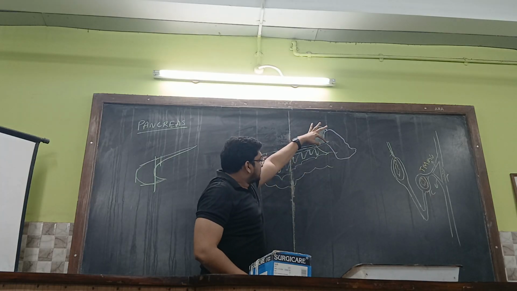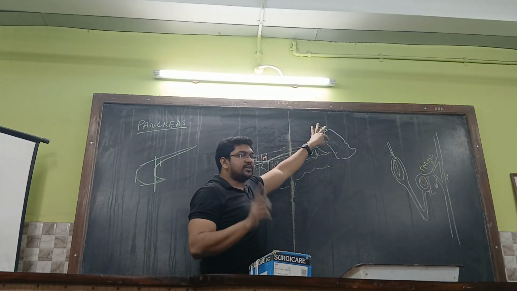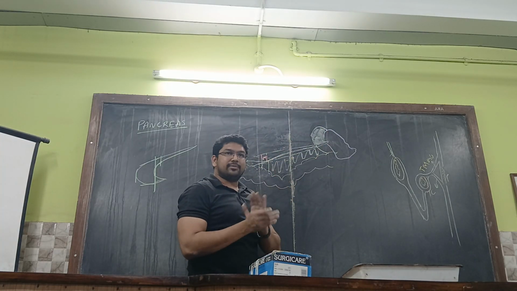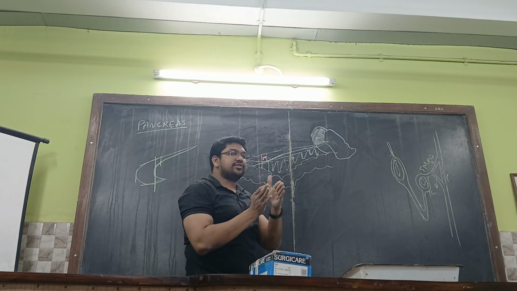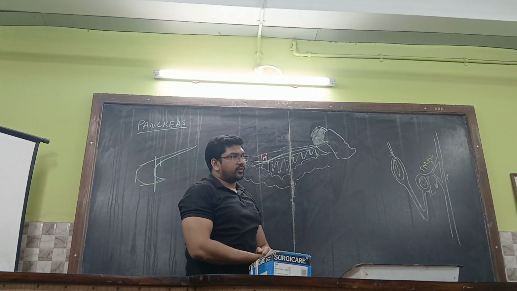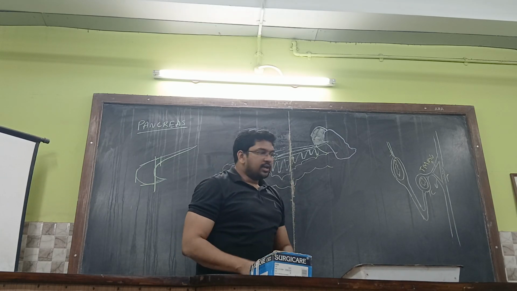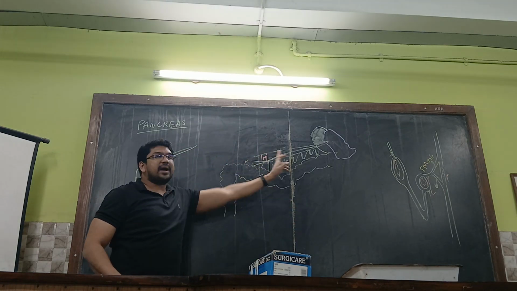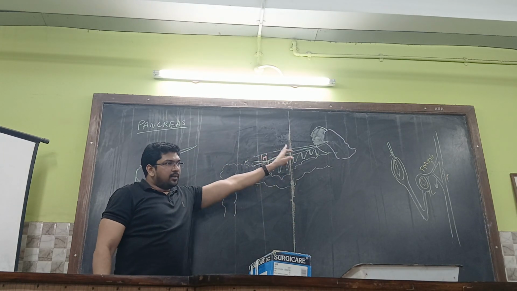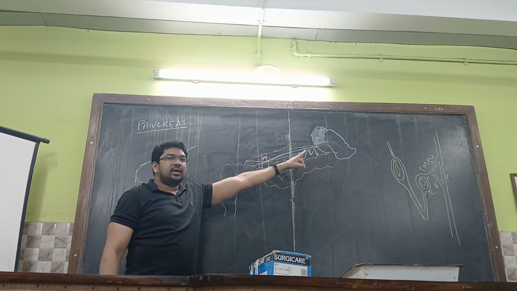Okay, so this tail part is covered by which ligament? Lienorenal ligament over here, which is also a fold of peritoneum. Got it? Right? So these are the peritoneal coverings of the pancreas over here: head, body, and of course neck and the tail.